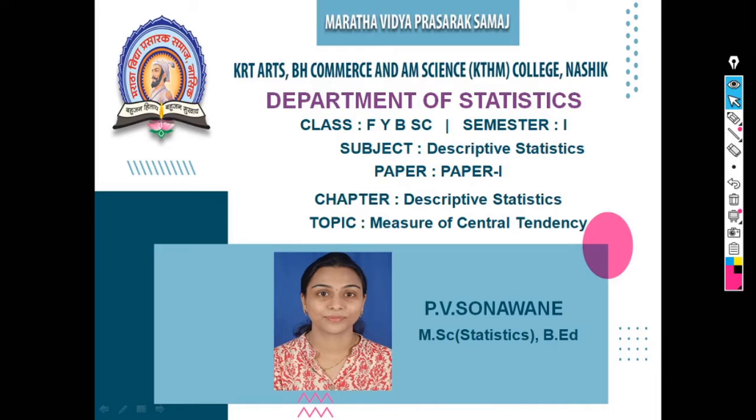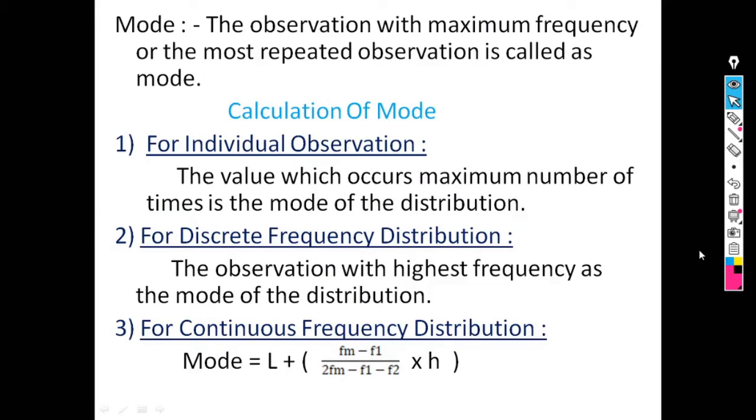Also, in our last lecture we saw our next measure of central tendency, that is mode. The definition of mode is the observation with maximum frequency, or the most repeated observation is called the mode. After that, we saw calculation of mode for three types of data. For individual observations, that is single observations, mode is the value which occurs the maximum number of times.